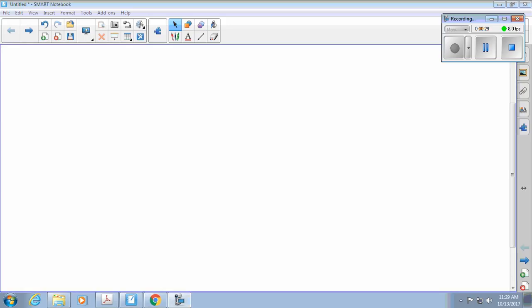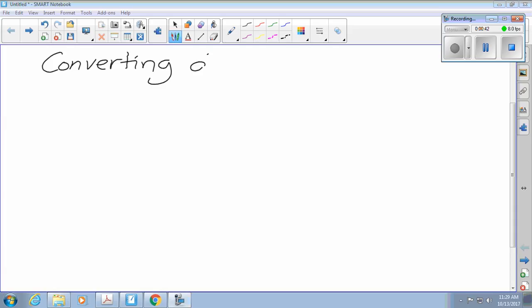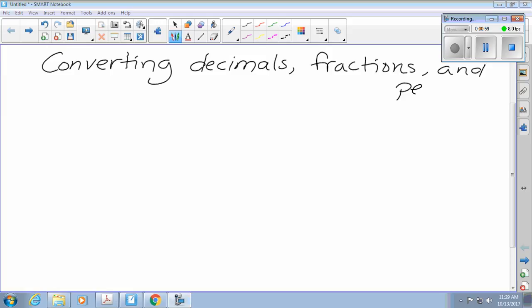So at the top of a blank page in our module book, page 83 specifically in ours, we are going to write a little title here: converting decimals, fractions, and percents.